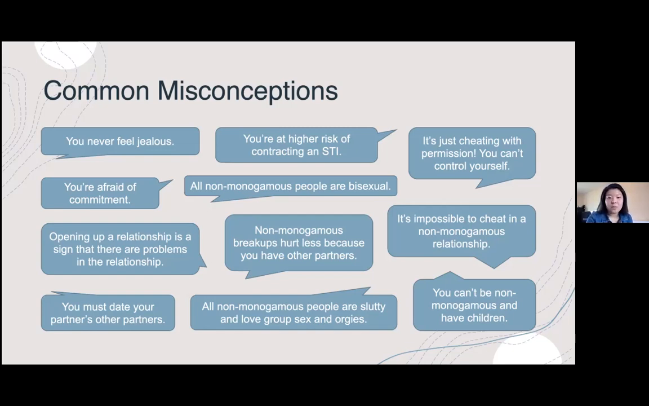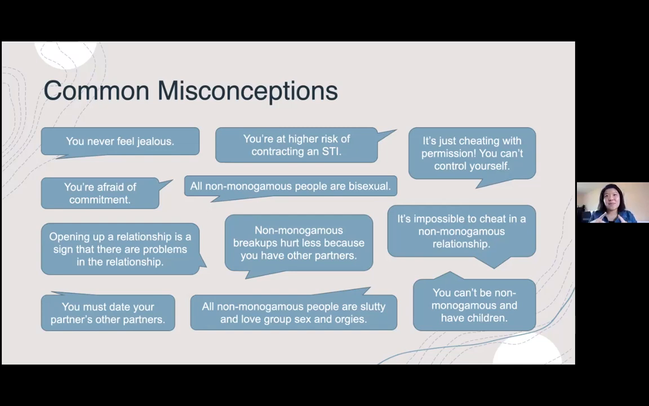Okay, on the bottom left, you must date your partner's other partners. Now, this is an important one because I don't know how much you all know about non-monogamy, but if you have been exposed to it, I would hazard a guess that you have probably seen a throuple in the media. A throuple is a polyamorous relationship where all three people are dating each other. It comes from the word three and couple, hence throuple.